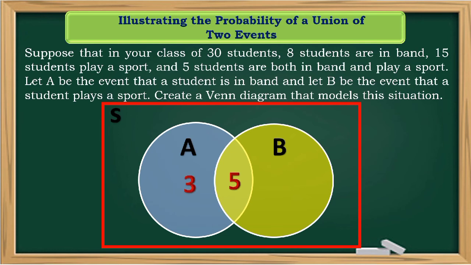8 minus 5 is equal to 3. 15 minus 5 is 10. Take note that the total number of students in the class is 30. So, there are 12 students that neither play a sport nor are in a band, so that is outside circle A and circle B. So we already have a Venn diagram. Let's solve.